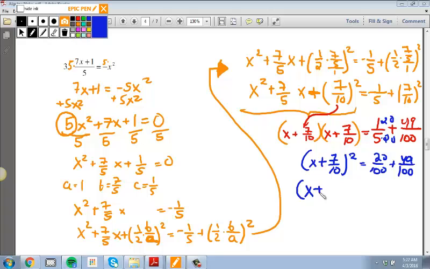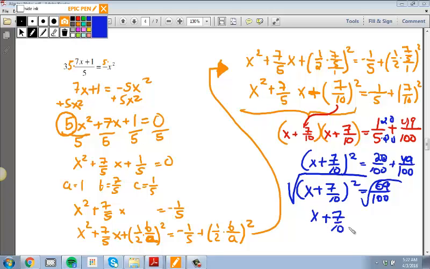And then I'm going to simplify. So 20 plus 49 is 69 over 100. Now I'm ready for the square root method. So x plus 7 over 10 is equal to the square root of 69 over the square root of 100, which is 10, and then we have to remember plus or minus.